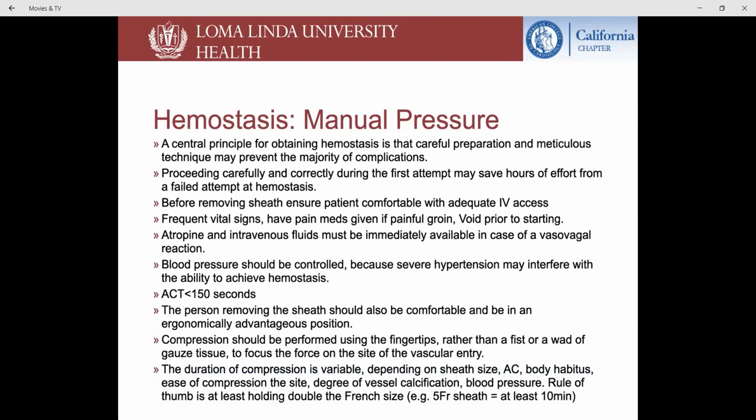But the rule of thumb is at least holding double the French size. So for example, if you have a 5 French sheath in the femoral artery, you want to hold at least 10 minutes of manual pressure before checking to see if you got hemostasis.